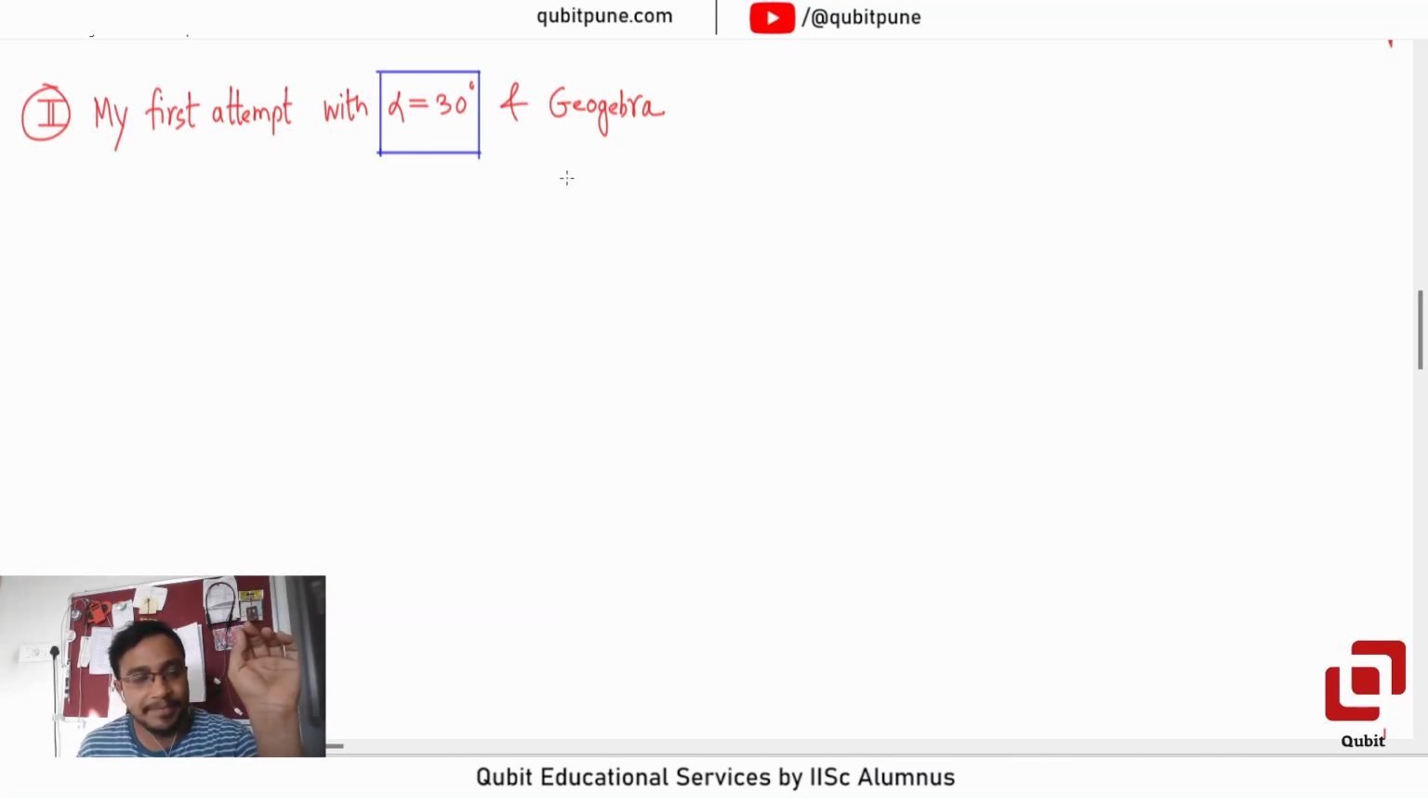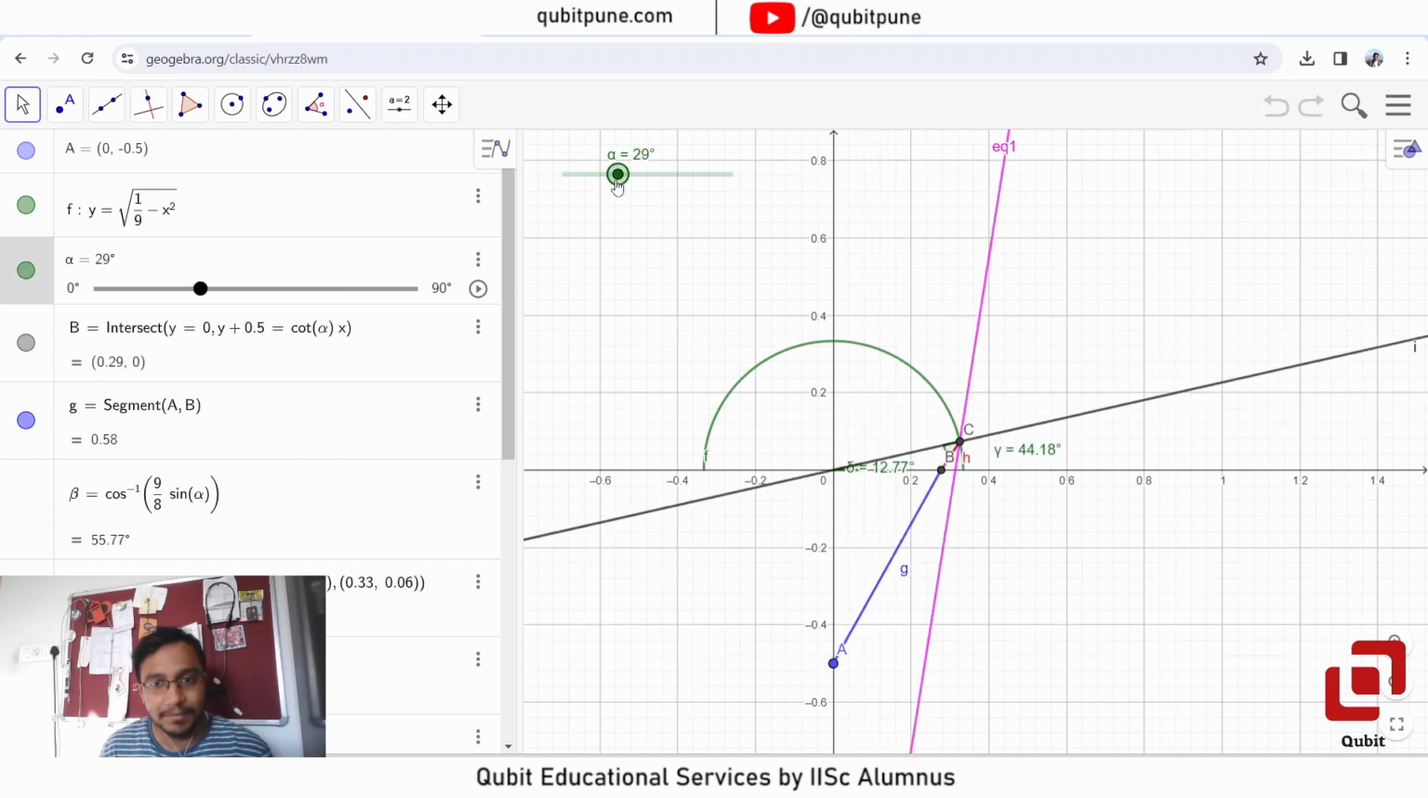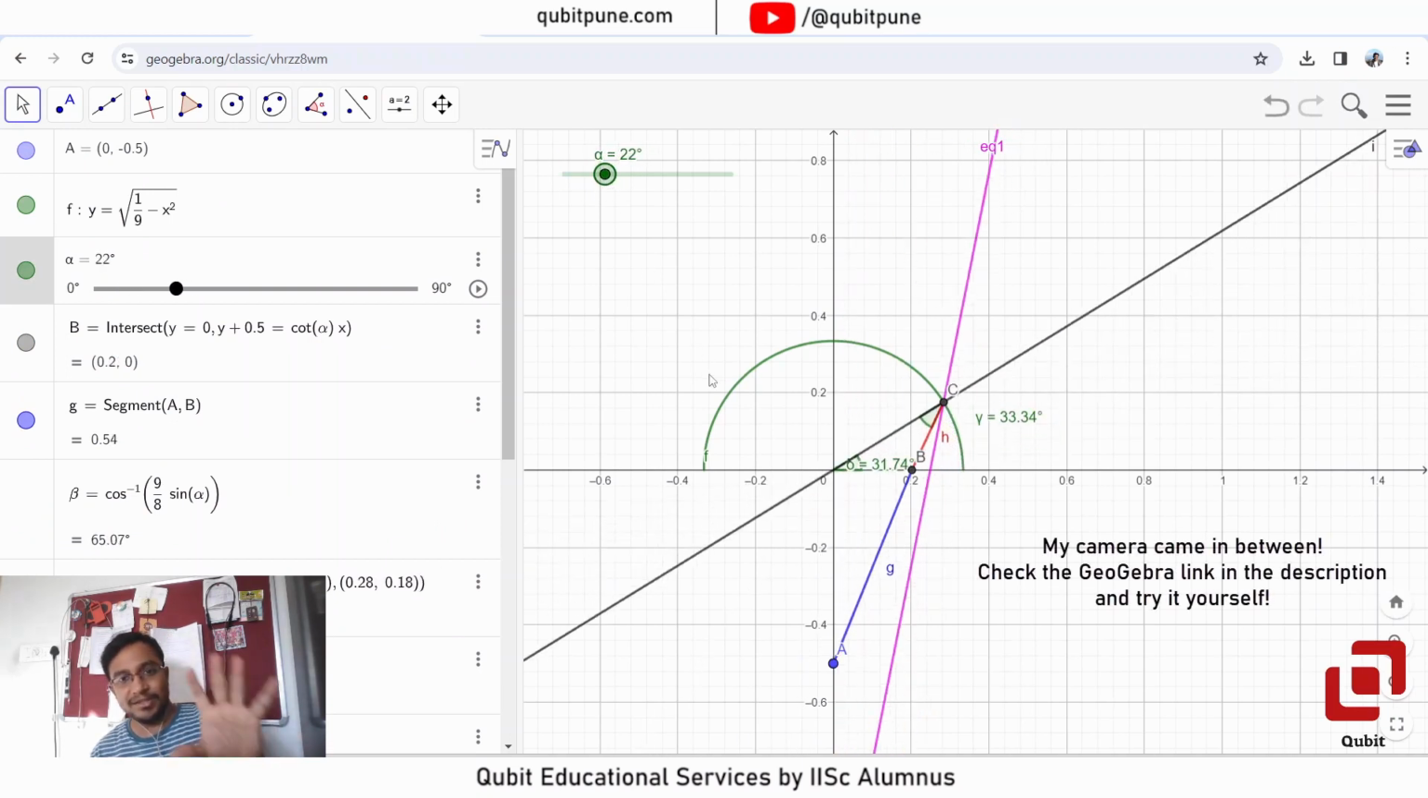is very surprising. What I found is that with change in the angle of incidence, we will get the image at different locations. So here is that animation for you. Let me increase alpha. Now let me explain this.